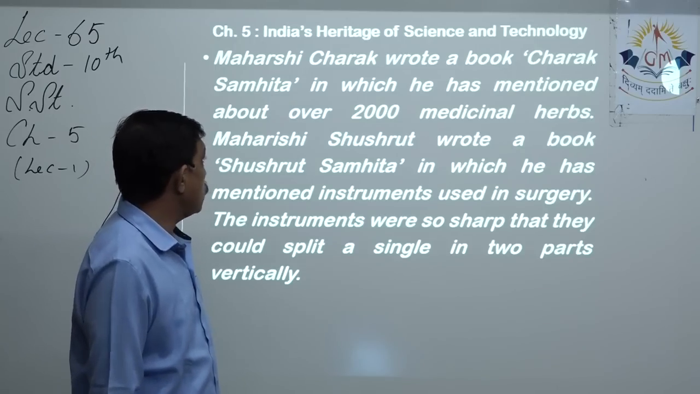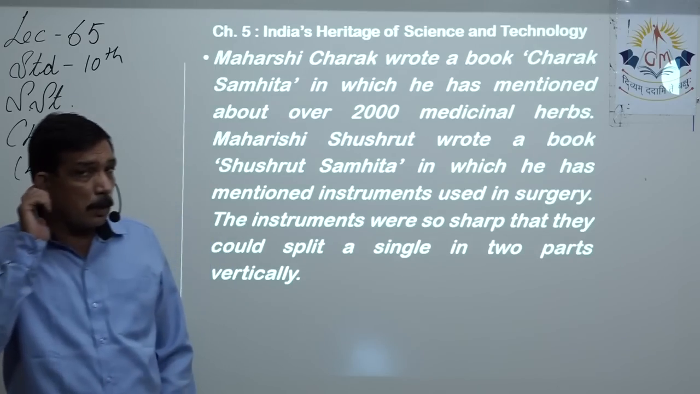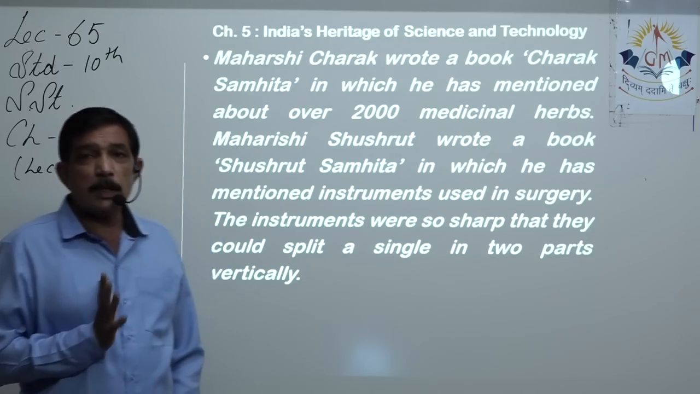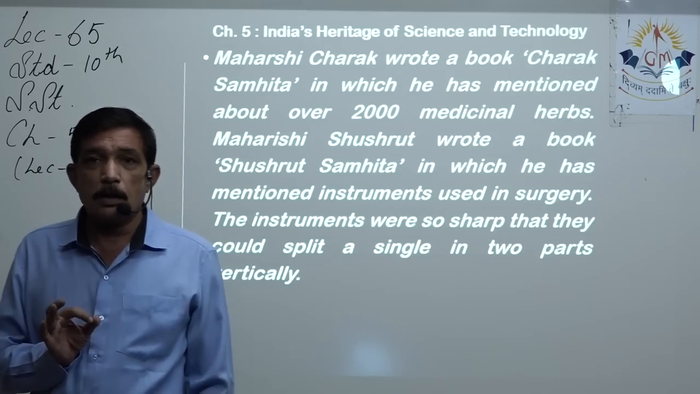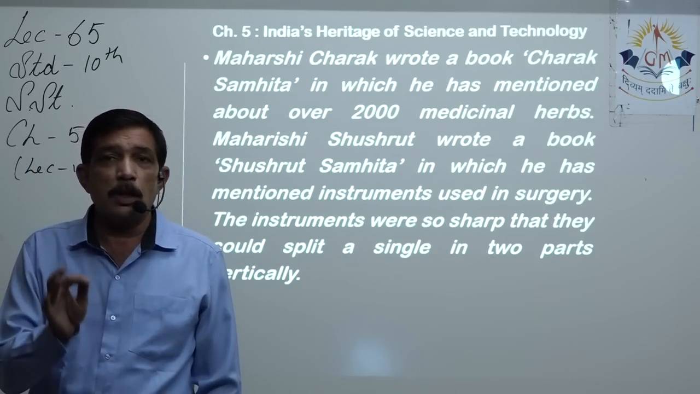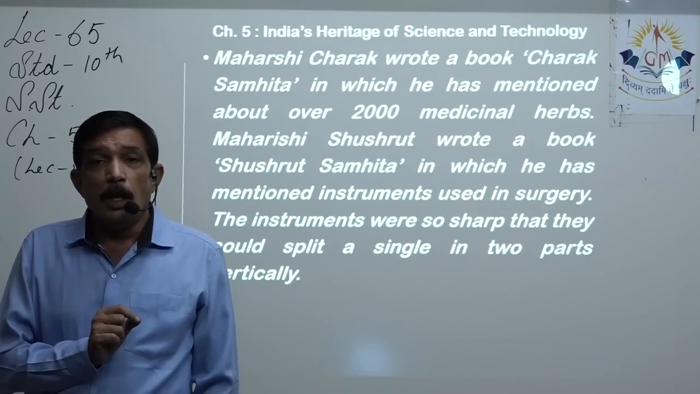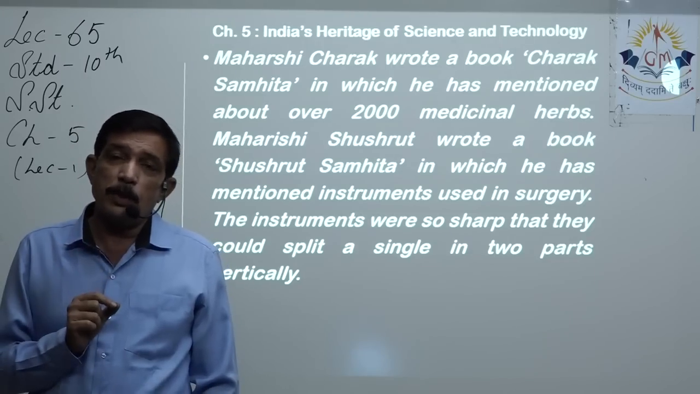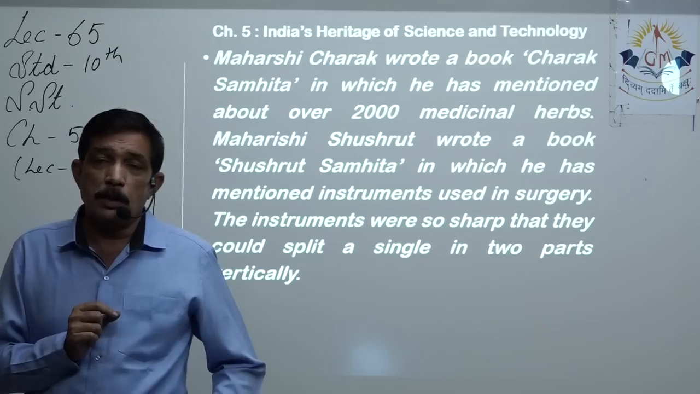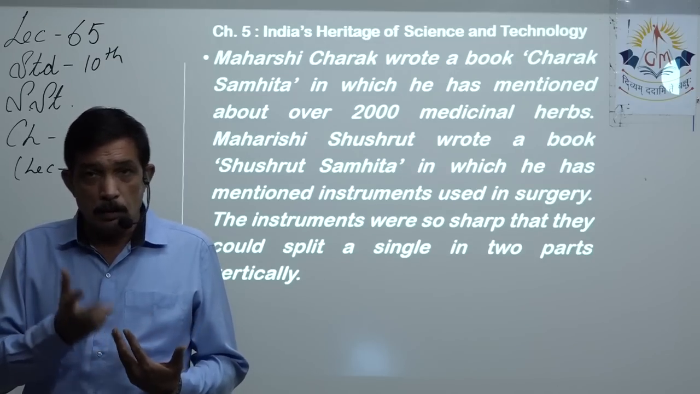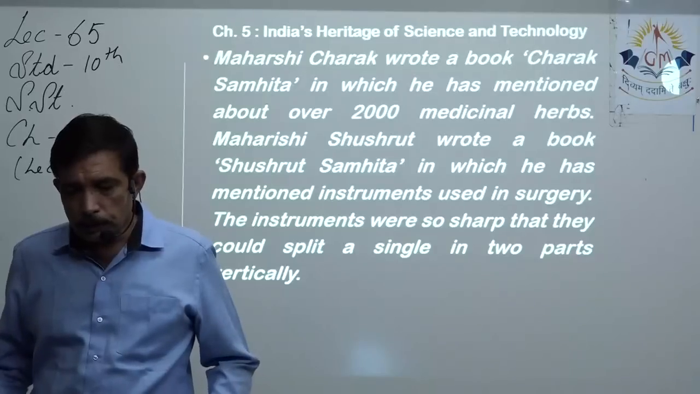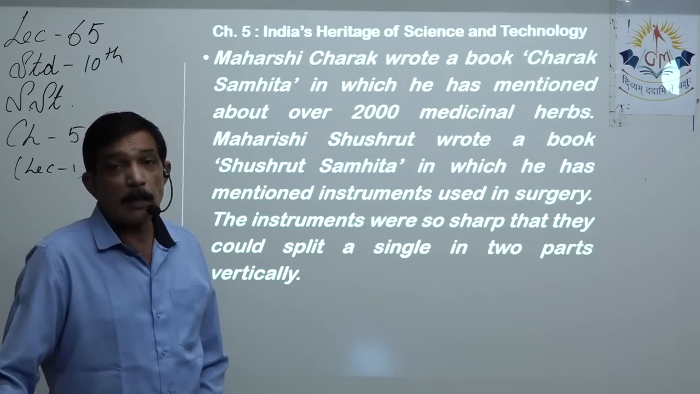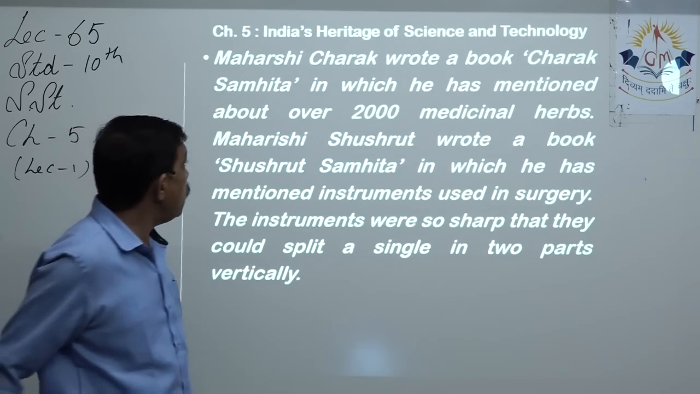Maharshi Charak wrote a book, the Charak Samhita, a collection of books, in which he has mentioned over 2000 medicinal herbs. Where to find them, which plant or tree, which part of that plant or tree, and exactly what is to be used, whether in a dry state or a fresh state. That much extensive research was made by Maharshi Charak.